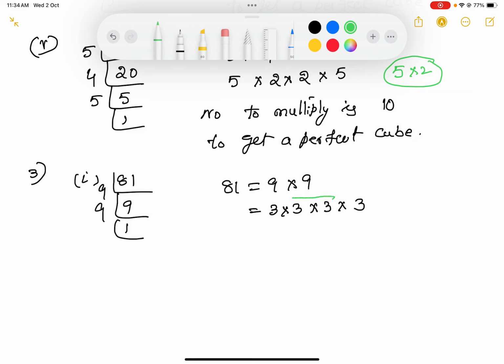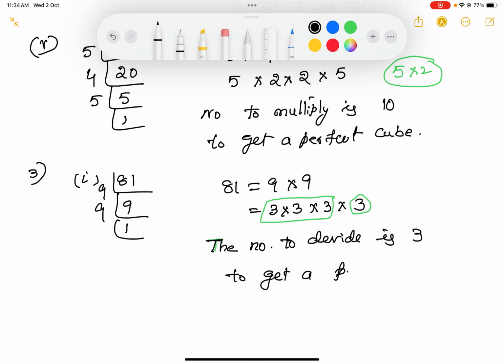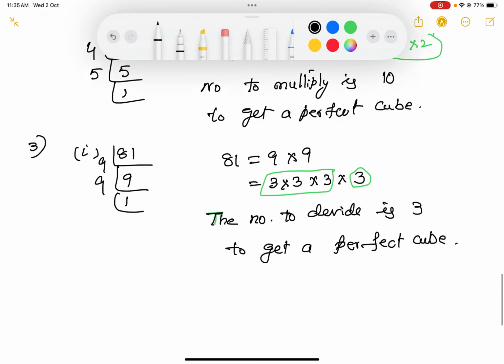Now how many sets we have got? I have got 3 in one set, right? And there is 1 left. Now the question is to divide. So the number to divide is what now? If I divide this by 3, I get a perfect cube. The number to divide is 3 to get a perfect cube. So I hope you could understand. In the previous exercise, it is the number to multiply, with which you multiply, so extra numbers you will get. Whereas here, with which you want to divide, this 3 you have to divide so that you will get a perfect cube.